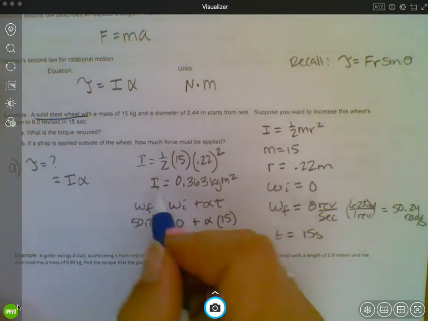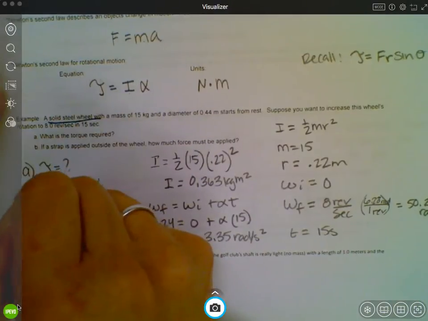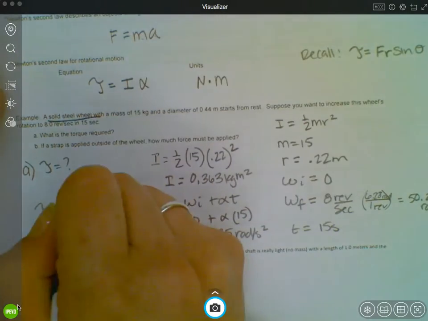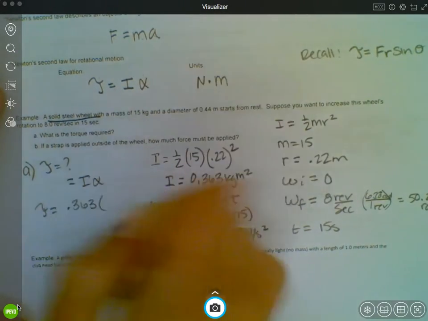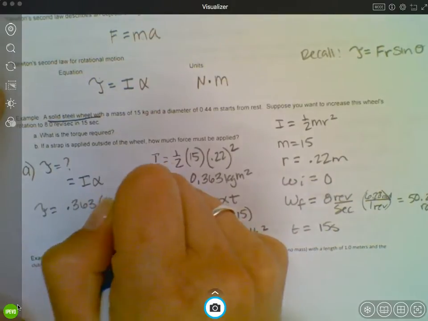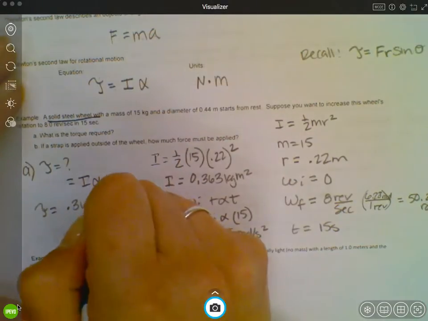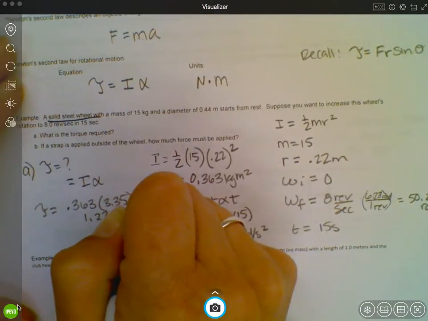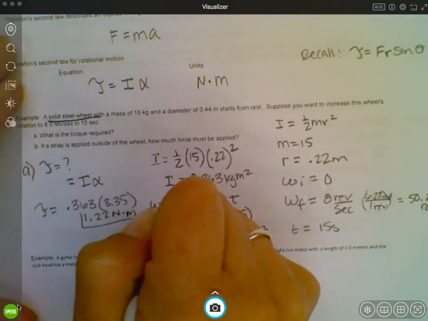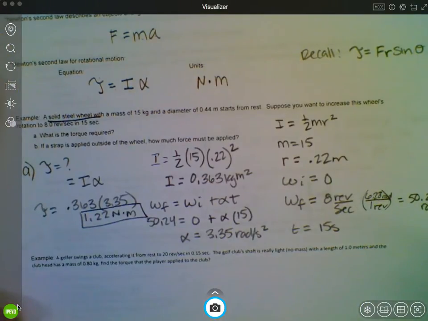Okay. Now I have I and I have alpha, and I can solve for torque. So I get 0.363 times 3.35, and I get 1.22 newtons times meters for the torque.